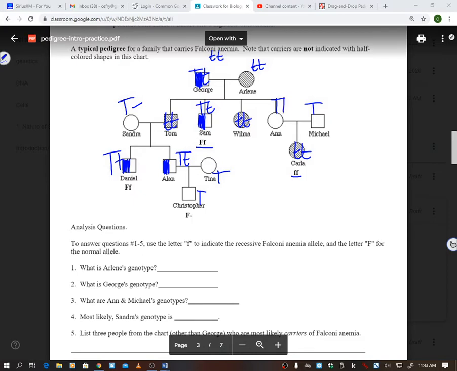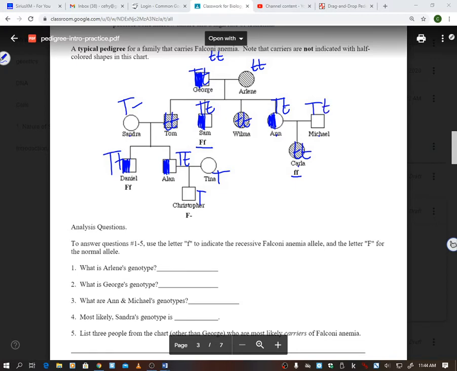Little t had to come from mom, so this is how I do mine. I half fill it in. Now look, this is where it's different. Sandra, we couldn't figure out. Let's look at Ann and Michael. Can we figure out her husband? We don't know his family, but look at their daughter. Two lowercase t's, got one from mom, had to have got the other one from dad.